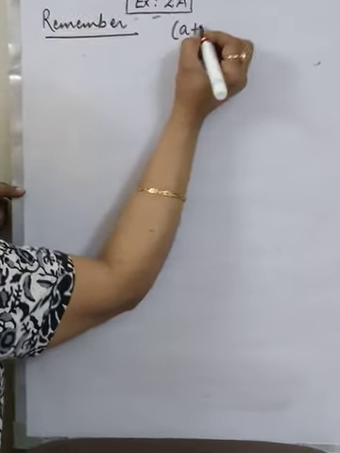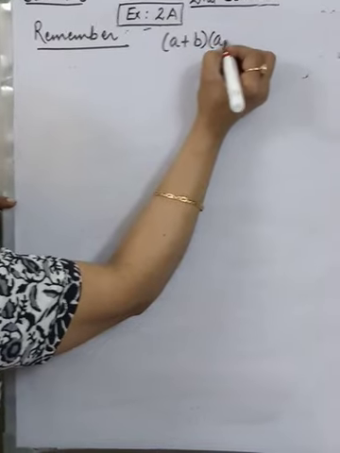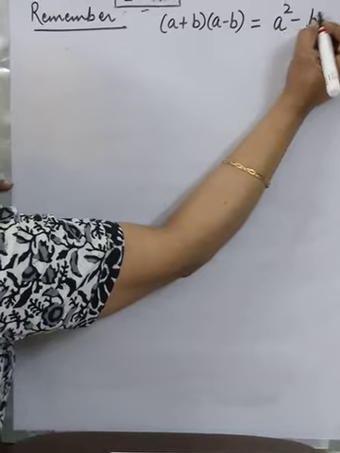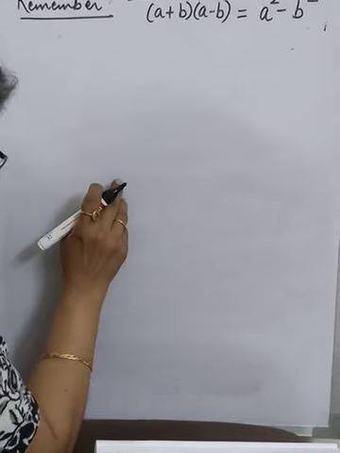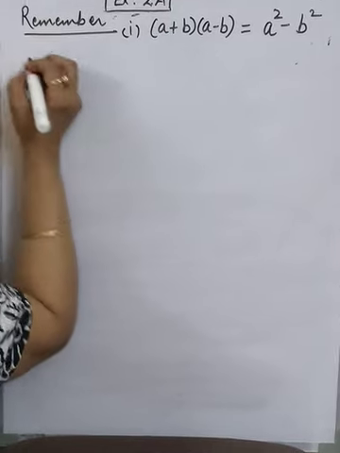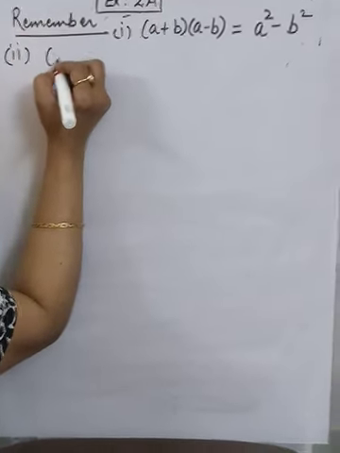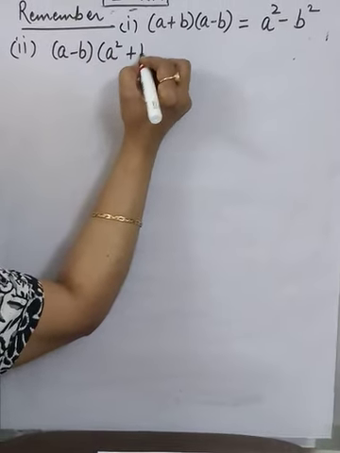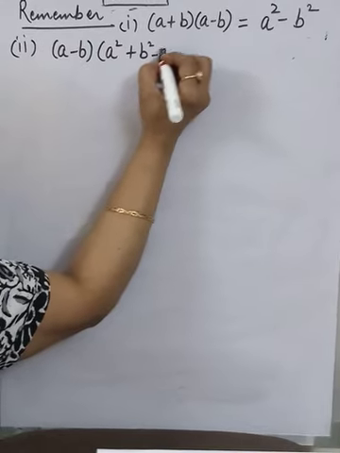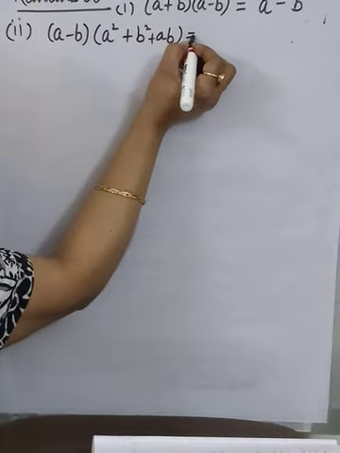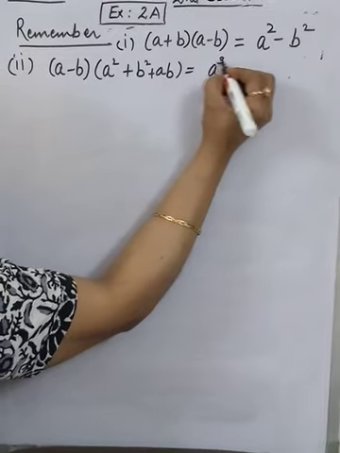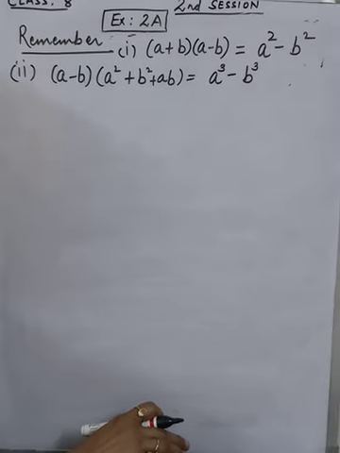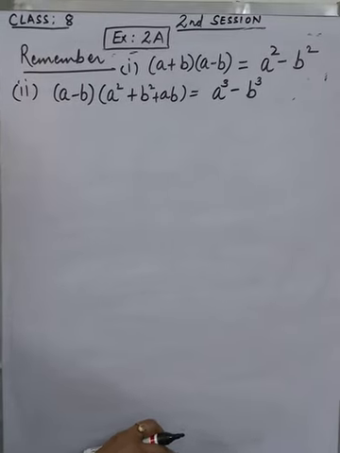a plus b into a minus b is equal to a square minus b square. And the next identity, this is the first. Second is a minus b into a square plus b square plus ab is equal to a cube minus b cube. These two identities to be remembered and it's going to be useful in the upcoming questions.